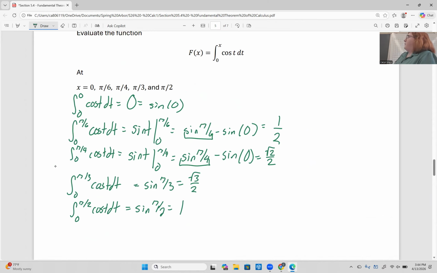We did this in the order of plug them in first, and then take each integral. Suppose I didn't do that. Suppose I treated this as my upper and lower bound. Cosine of t's antiderivative is what? Sine of t. Evaluated from 0 to x, I can plug in my upper bound minus my lower bound and get sine of x.